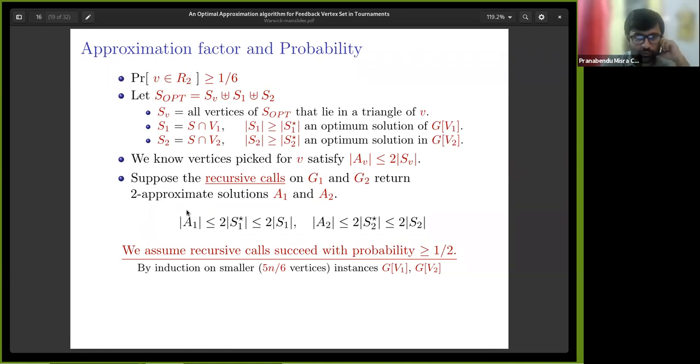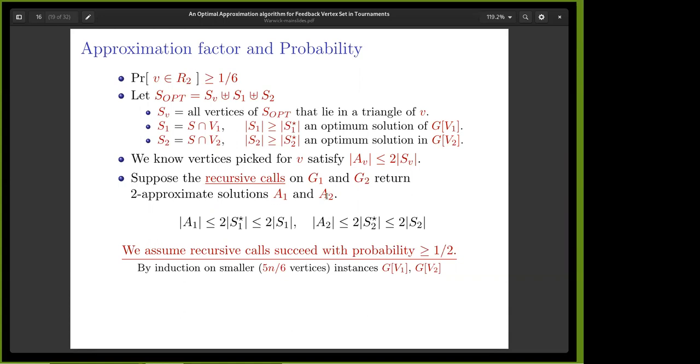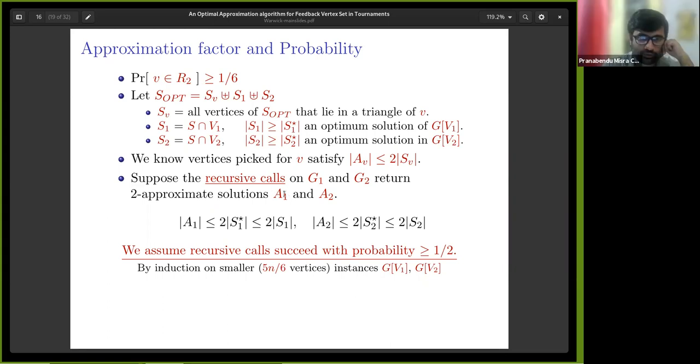Okay, so now what we did in our algorithm was that we picked V, then we constructed A of V, and then we obtained V1 and V2, and then we recursively solved the problem on G of V1 and G of V2. And these two recursive calls would return two approximation solutions, A1 and A2. Now, if you compare the size of A1 to the size of S1, so this is a two approximation. So this is at most twice the size of S1 star, but then that is at most twice the size of S1. Right? And the same holds for A2. So therefore, if you take A of V union A1 union A2, then the size of that would be at most twice the size of S.